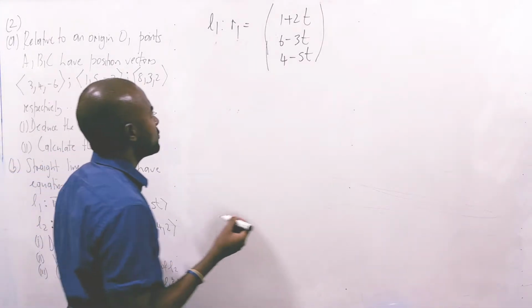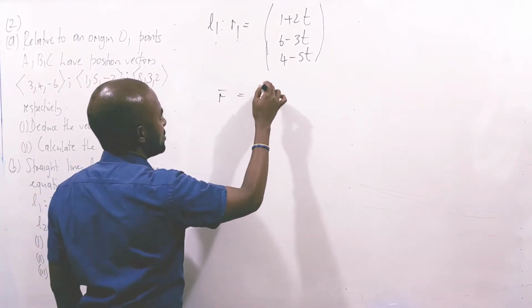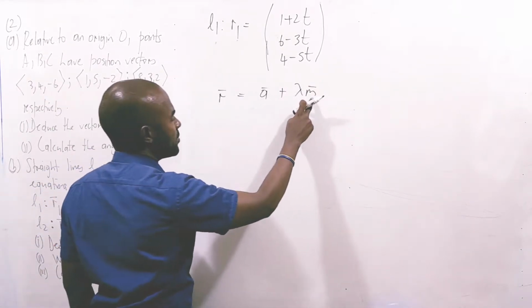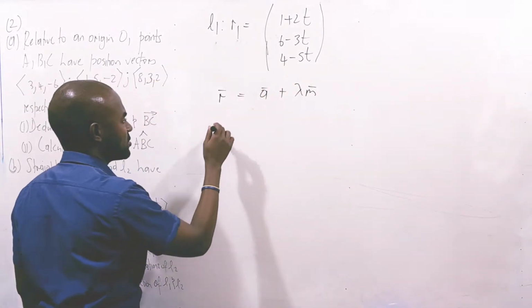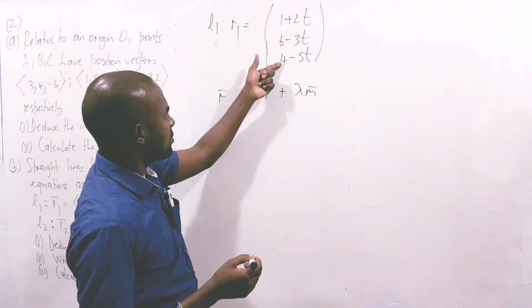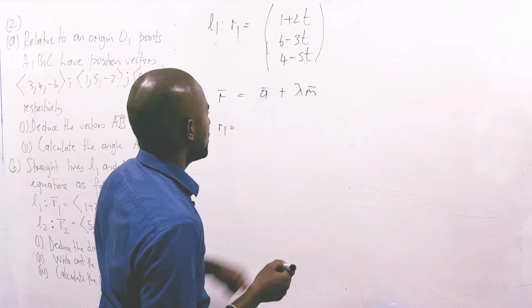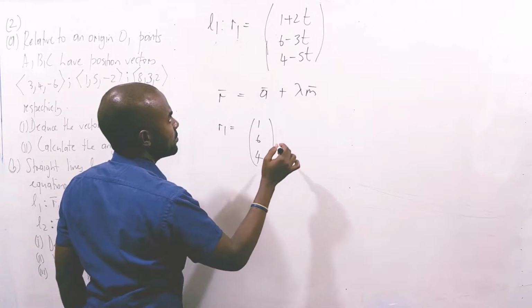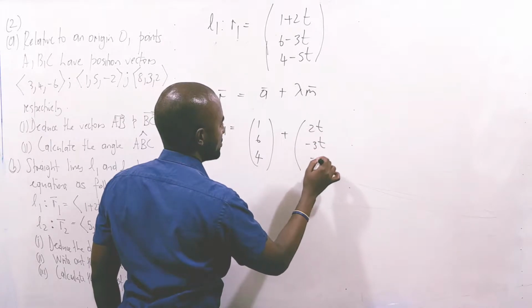Now if you recall, generally the vector equation of a line is given in the form R is equal to A plus lambda m, where A is a point on the line and m is the direction vector. So if we express this in that form, then we have R1 equals, now 1, 6 and 4 will be the coordinates of the point A on the line, and so we can separate it from the other term. So this becomes 1, 6, 4, and this leaves us with plus 2t, minus 3t, minus 5t.